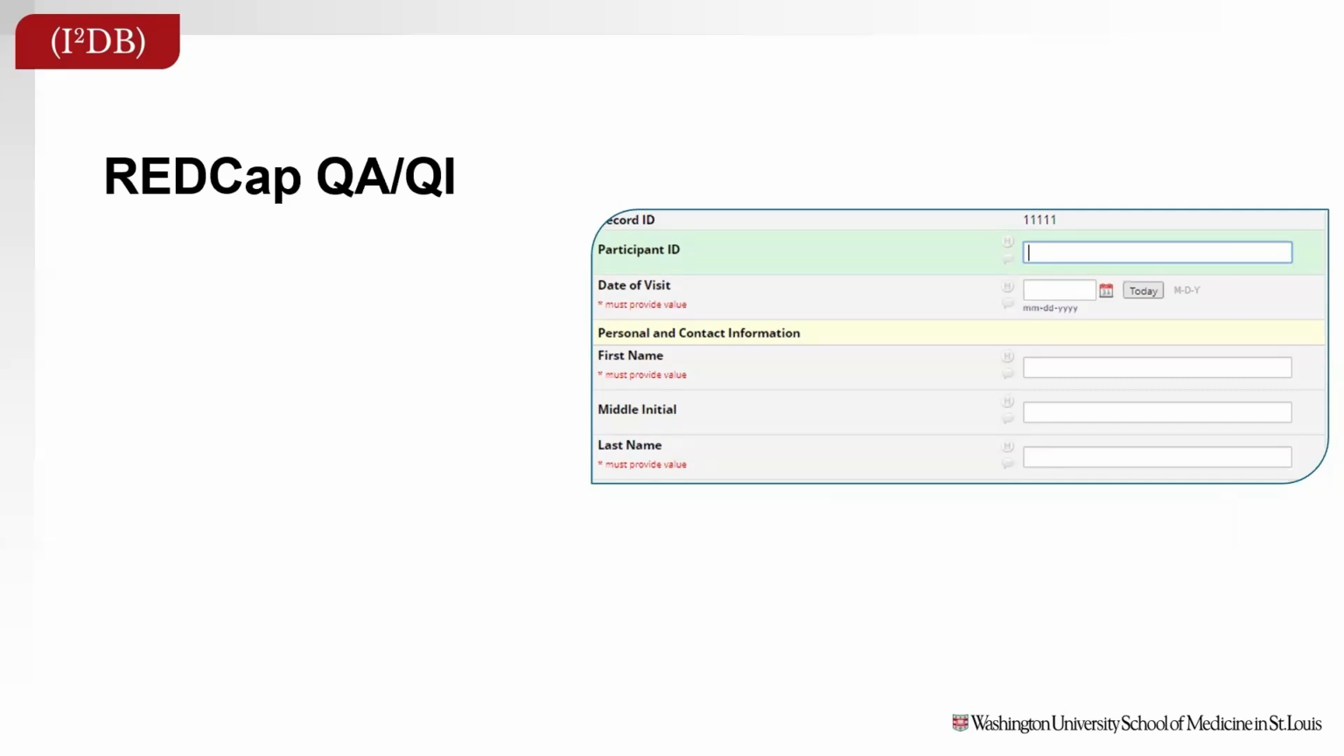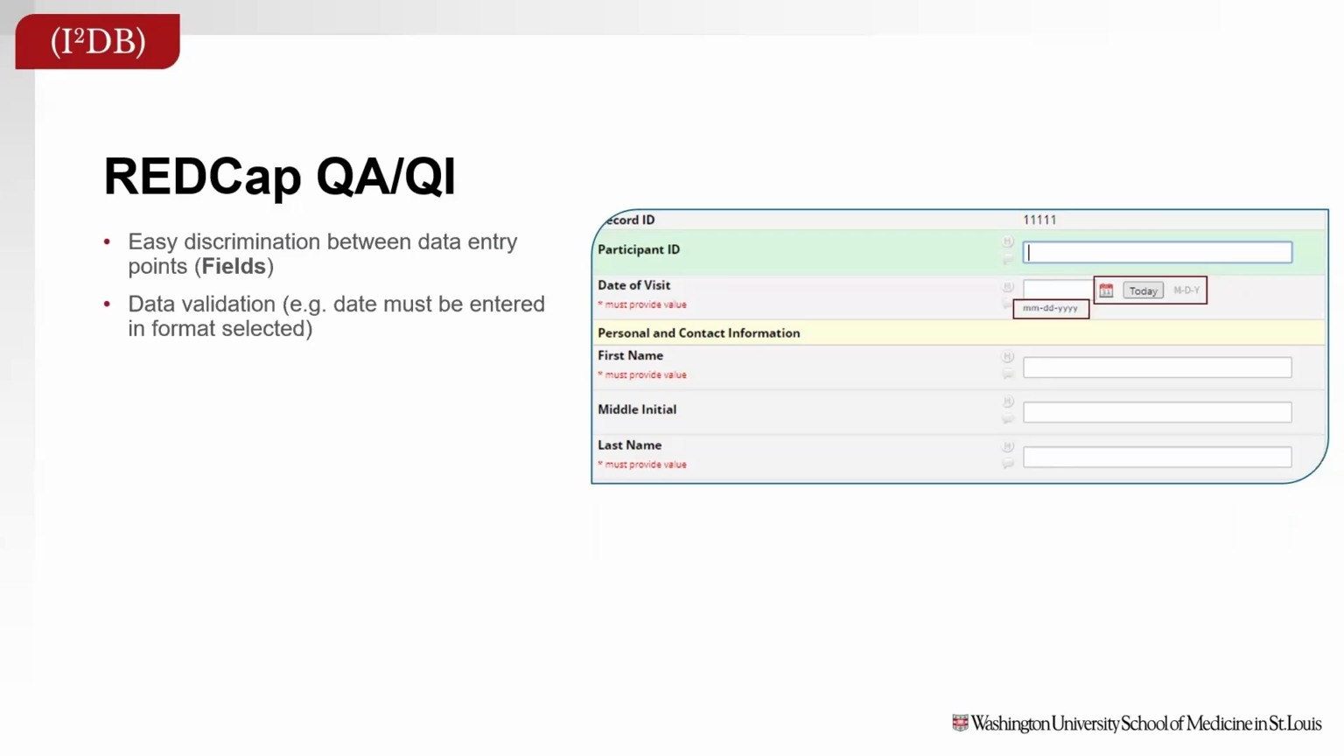Okay. So REDCap has a lot of quality assurance and quality improvement features, which is what QA, QI means. Some of these are simple things like having easy discrimination between data entry points. If you've ever entered data into a giant spreadsheet, CSV, Excel, Access, or anything else, you know that it can be very easy to make errors. So having easy discrimination is a quality improvement feature.